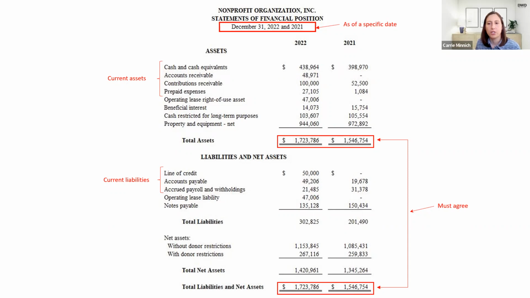We talked about current assets and current liabilities. So we want to compare our cash and those current assets to our line of credit, our accounts payable. If someone came in today and said, you have to pay off your line of credit, your accounts payable, your accrued payroll and withholdings, could we do that? Do we have enough cash on hand to do that? Obviously, this organization does. They have over $400,000 of cash. They only have $120,000-ish of line of credit, accounts payable, and accrued payroll.